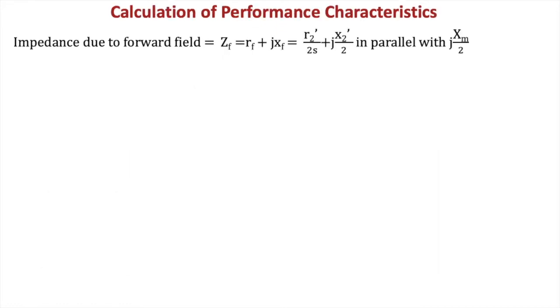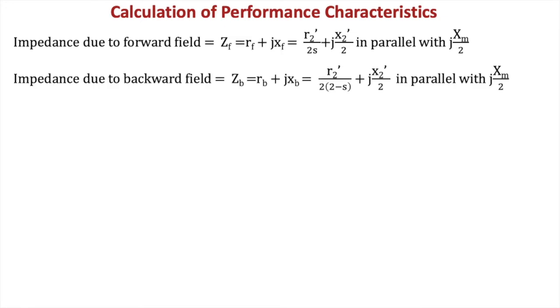Now the impedance due to the forward field will be equal to the forward resistance plus the reactance, in parallel with the magnetizing reactance. Similarly you will have the impedance due to the backward field, which will be equal to the resistance seen by the backward field and the reactance seen by the backward field, which will be R2 dash divided by 2 into 2 minus S, X2 dash by 2 remaining the same, in parallel with the magnetizing reactance divided by 2. The stator impedance remains the same, that is your Z1 will always be equal to R1 plus jX1 because the supply frequency is the same. J is for the phasor direction.